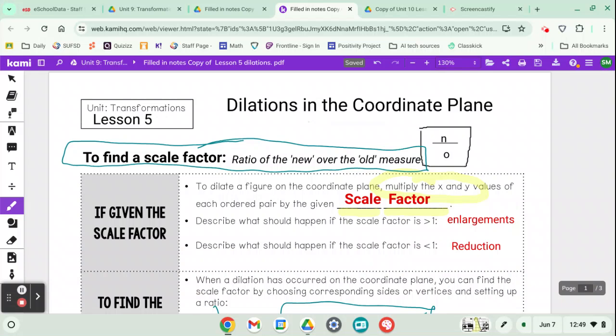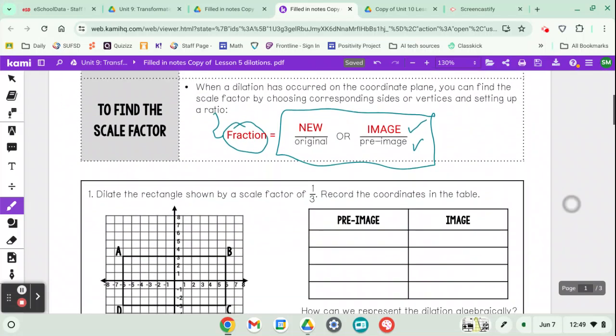When I teach this to my 8th graders and they're asked to find the scale factor, I tell them this is the only time that they can tell me no, N-O, new measurement over the old measurement. Maybe that will help you remember the order as well.